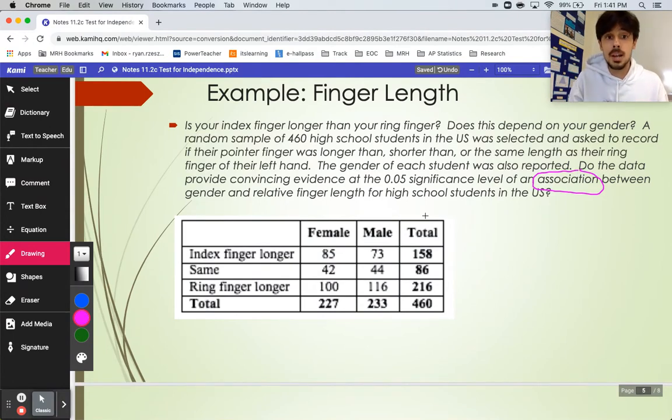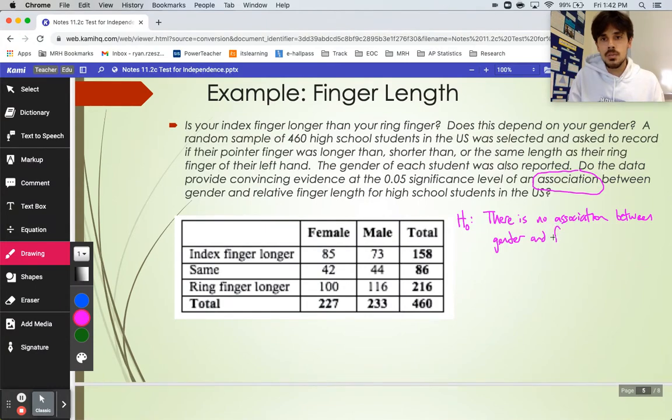I'm going to go ahead and write my hypotheses. So remember, your H0 in this problem is going to be that there's nothing going on. So there is no association between gender and finger length. Finger length is a tiny bit imprecise. It's like whether your ring finger is longer than your index finger, but I'm going to be a little lazy with that. So it says relative finger length. That's a great way to make it better. Gender and relative finger length in high school students.